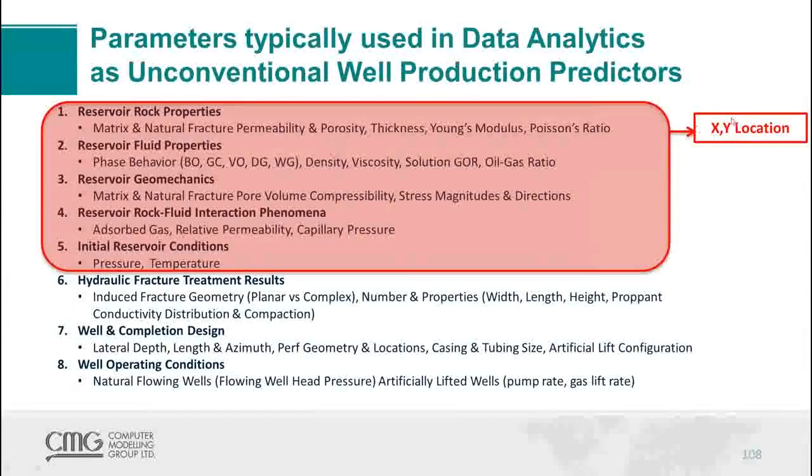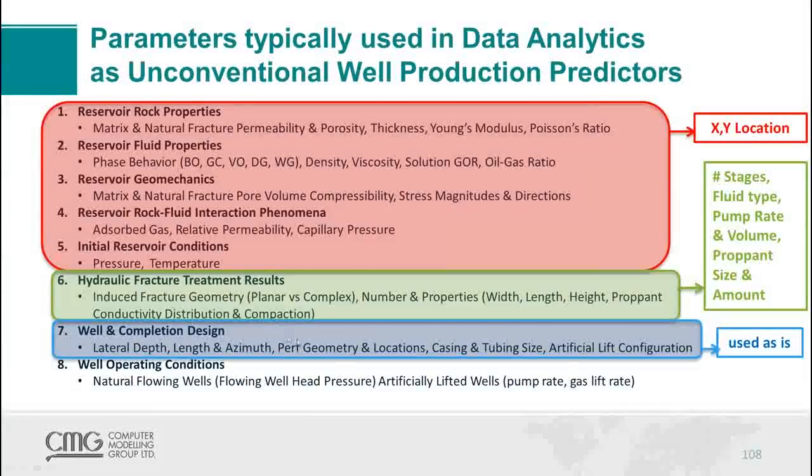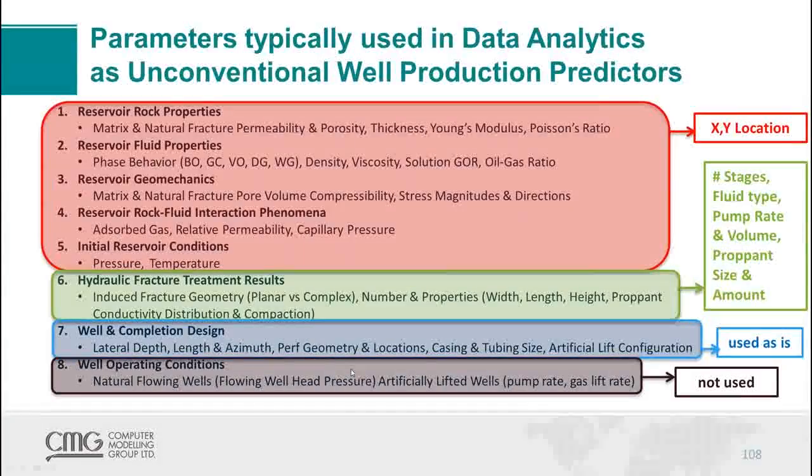They tend to lump all of this stuff into 2 parameters, the X, Y location of the well. And then when it comes to the hydraulic fracture treatment results, they don't input the things that actually control production from the well, like the frac half lengths and the properties of those fractures. They tend to look at the things that were used to create those fractures: the number of stages, the number of perf clusters, the frac fluid type, the pump rate and volume, the size and amount of proppant. The well completion design, because that's readily available, is usually used as is as predictors in the analytical world. And then the well operating conditions are usually ignored.